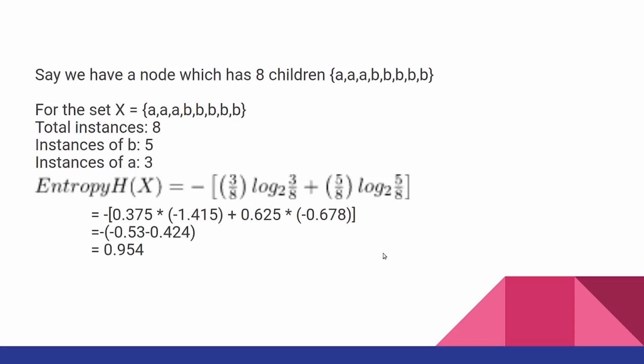Say we have a node which has 8 children, A and B. For the set x, the instances of B is 5, and instances of A are 3. So the entropy of x is defined as negative sum of p of A, which is 3 by 8, log p of A plus p of B log p of B. And substituting the values, we get our answer. The entropy of x is given as 0.954.